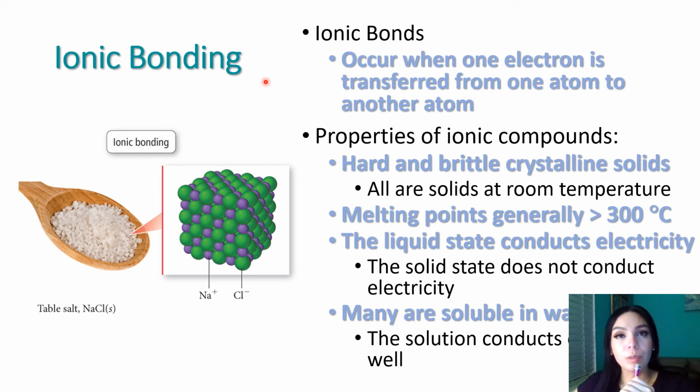Before we get to Lewis theory, we're going to go over the different types of bonds. So we've gone over these earlier in the semester, but we're going to delve a little bit deeper into them. Just to help you recall, ionic bonds occur when you have one electron completely transferred from one atom to another atom. The properties of ionic compounds are that they are crystalline solids. They have very, very high melting points, so above 300 degrees Celsius. They can conduct electricity once they're dissolved in water.